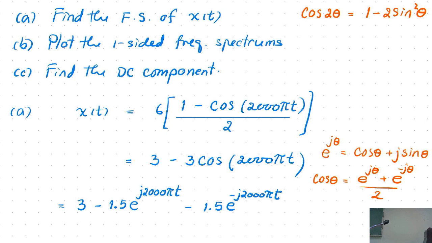Actually, this is the Fourier series of x(t). Can you see that this is actually the Fourier series? This is already the Fourier series. This is C0. This is C1. Omega 0 is this guy. This is C minus 1. This is minus omega 0. And the rest of the C's are 0.